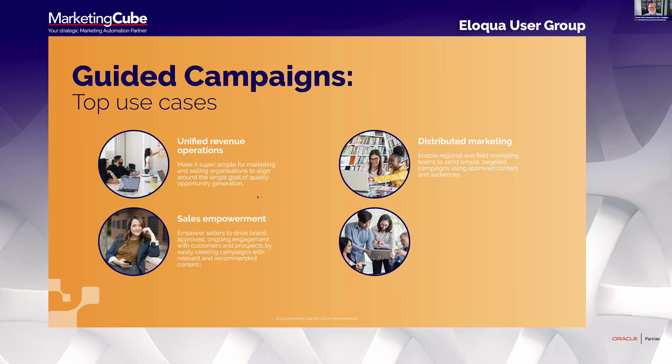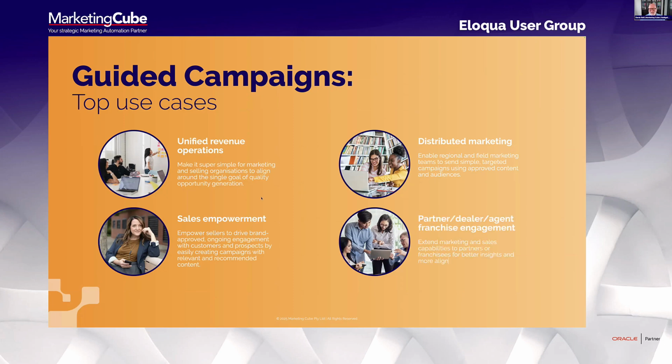Sales empowerment. So enabling sellers to drive brand-approved ongoing engagement with customers and prospects, so differentiate between the two. Think about onboarding campaigns potentially. There's a whole swag of applications that could be done that you could allow these different organizations to have access to.